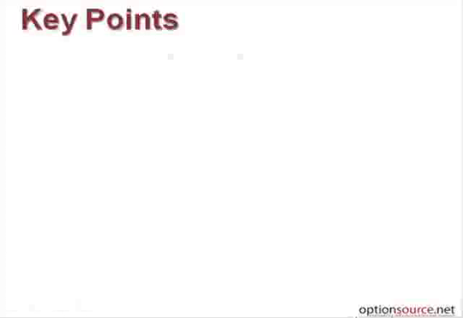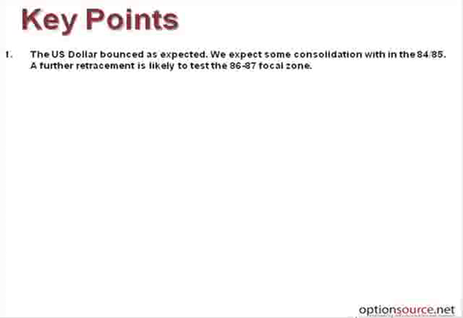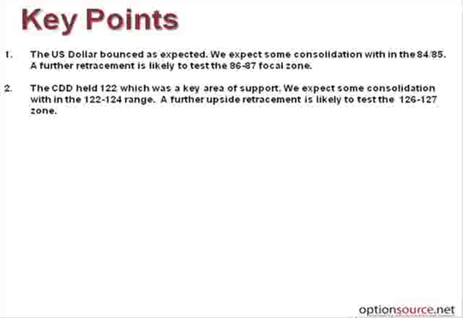Let's sum up a few of the key points. First of all, the U.S. dollar bounced as expected. Now, we do expect some consolidation within the 84.85 area. A further retracement is likely to test that 86-87 focal zone. The CDD held at that 122 area, which was a key level of support. Now, we expect to gain some consolidation within the 122-124 range. A further upside retracement is likely to test that 126-127 zone.